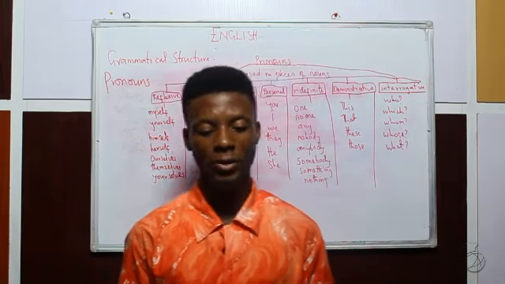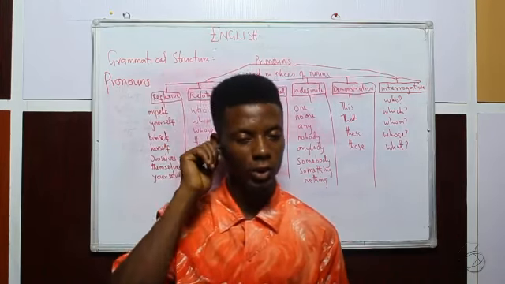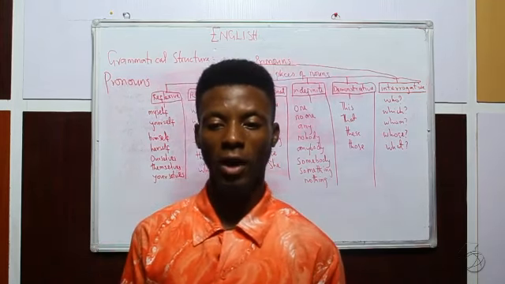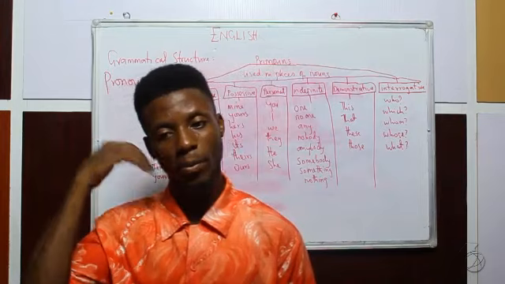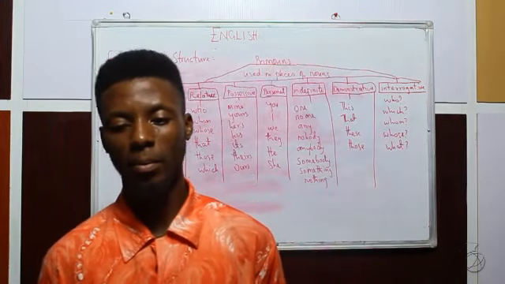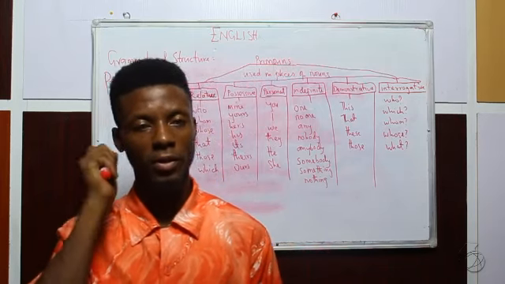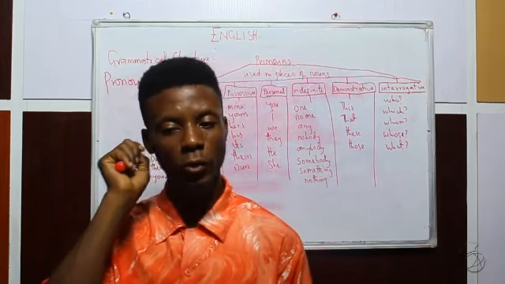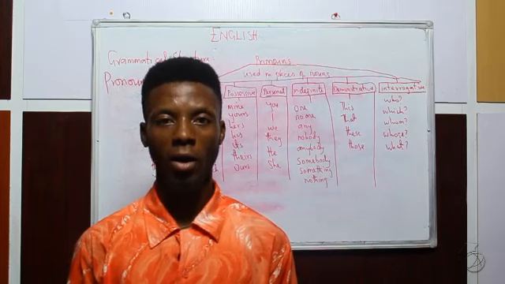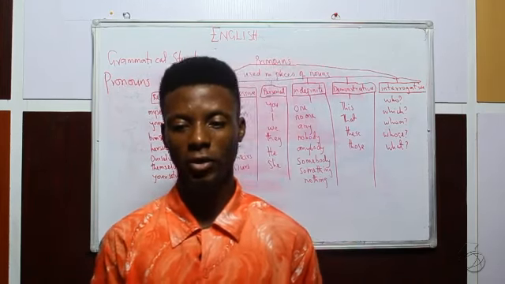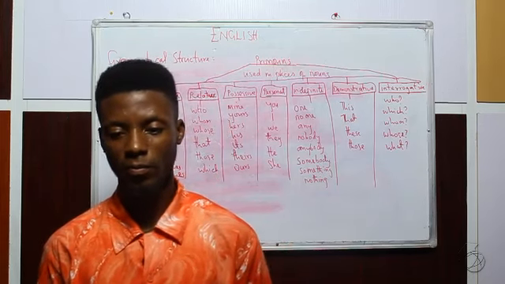We have, she respects him. She is the subject, while him is the object, the receiver of the action. Another example is, I slapped them. He loves you. You and them are objects of the actions performed in the sentences.